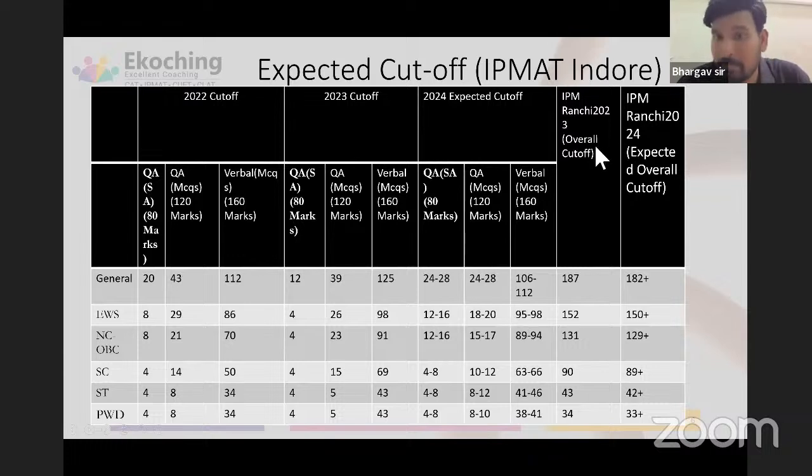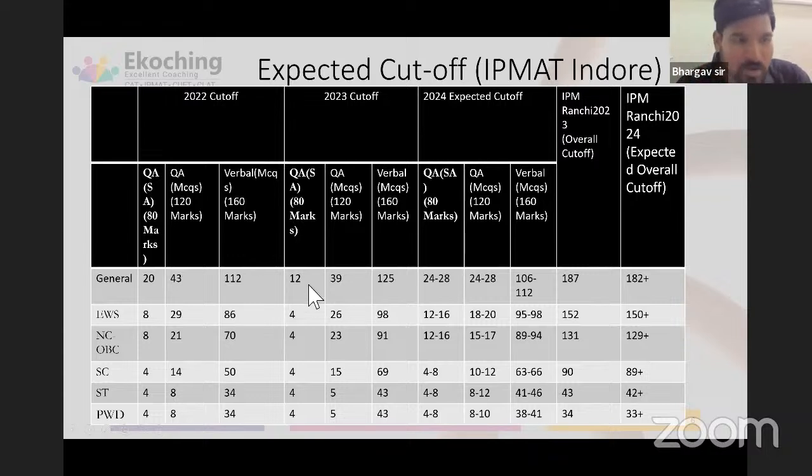And if I talk about IIM Ranchi, last year overall cutoff was around 187, and this time for general candidates we can expect the score around the same minus 5 that I have given, considering the fact that MCQs were tougher than last year and the verbal section was not as easy as last year. It was almost of the same level, right?